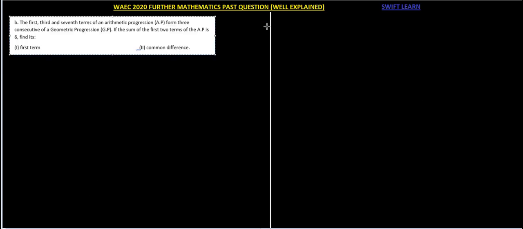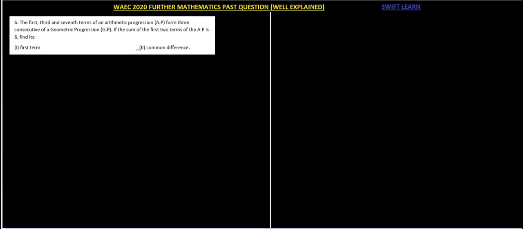Alright, question 11b. We have the first, third, seventh term of an arithmetic progression form 3 consecutive terms of a GP. If the sum of the two first terms of the GP is 6, find its first term and its common difference. Alright, just try your hand on the question. The first and the third and the seventh term of an AP forms, that means this first term here, the third term of an AP. Okay, let's start with this. And let's say we are solving our exam. I can't start this way, so I have to start the right way.